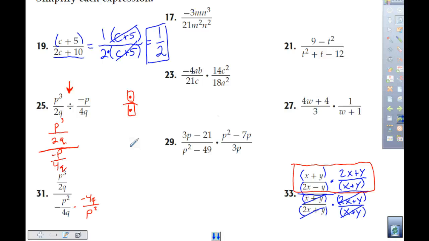Okay. Anything else up there? Anything we don't know how to factor? What about right here, 29? How would you factor p squared minus 49? What does that equal? Quickly. It's a fast factor. It's p squared minus 7 squared, but how does it factor? The difference of squares, right? What does that factor to? Yeah. P plus 7, p minus 7.